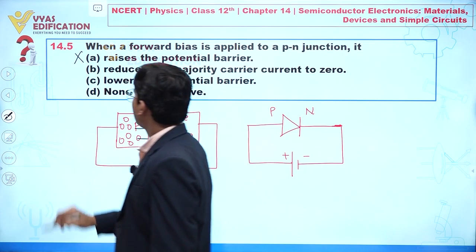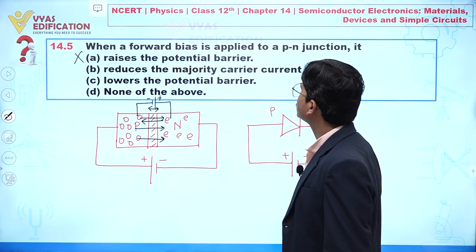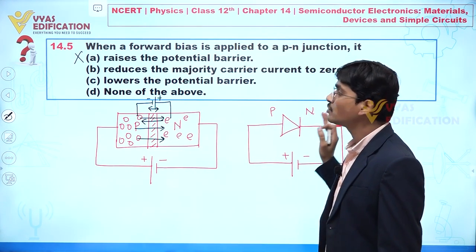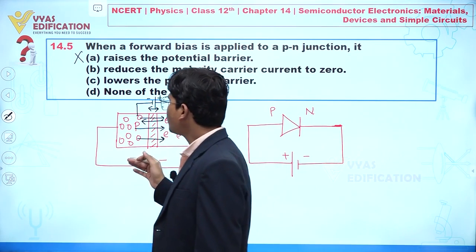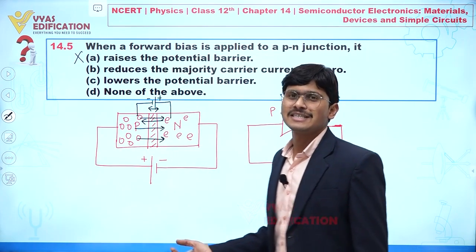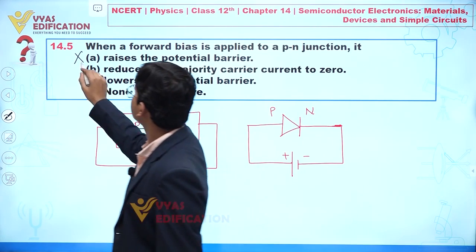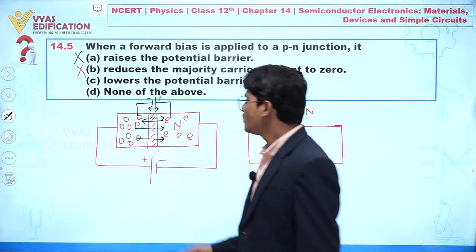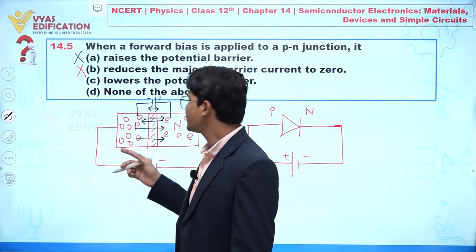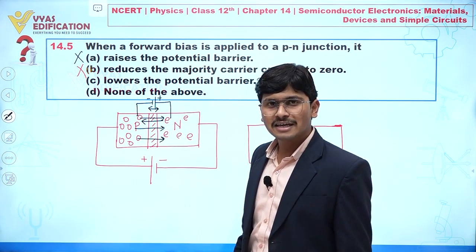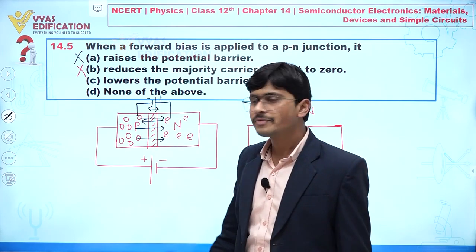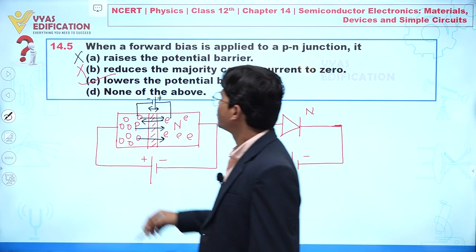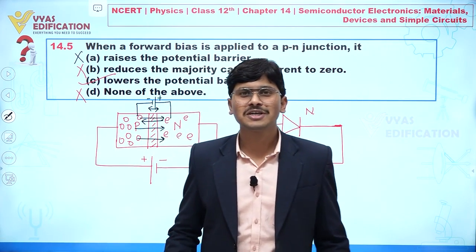Now, option B: it reduces the majority carrier current to 0. No, the majority carrier current actually increases by using forward bias, so this one is again wrong. Third, lowers the potential barrier? Yes. Whenever we apply forward bias, the thickness of the depletion layer decreases, and the potential barrier also decreases. So option C is correct. None of the others is correct, so option C is the answer.